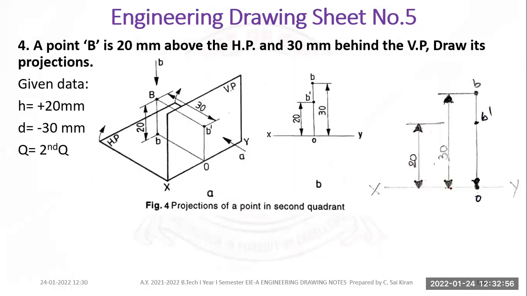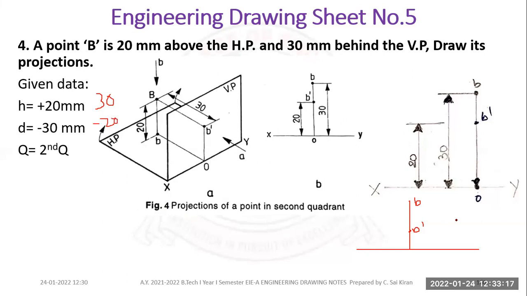And this is what your seniors have drawn. Same thing. On the same vertical line, you have to locate B dash point and B point. Example, in this case, it is reverse. It is H equal to positive 30 and D equal to negative 20.